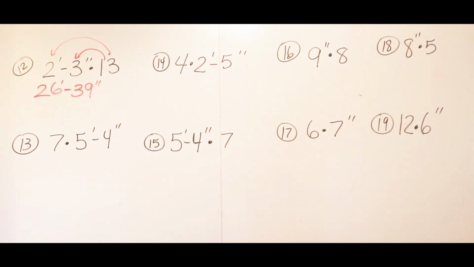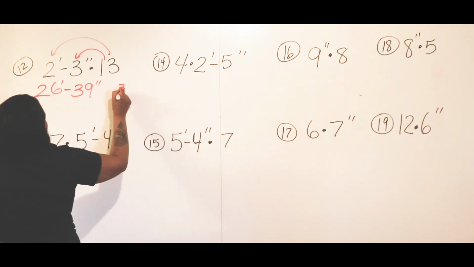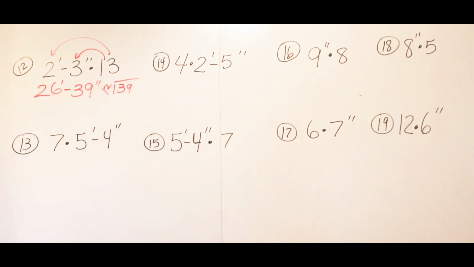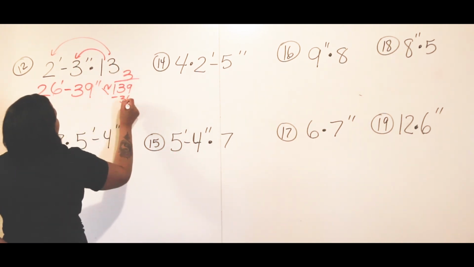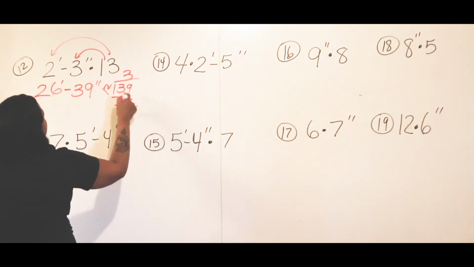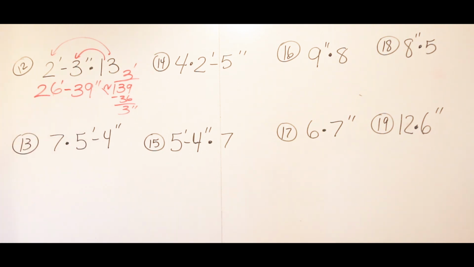We know we can't leave that 39 inches. We have to convert those inches to feet. How do we do that? Divide by 12. 39 divided by 12. How many 12s can we get out of 39? 3. We subtract 36 from that, we're left with 3 what? Inches. So this 3 represents my feet. Now I'm going to plug it in here.